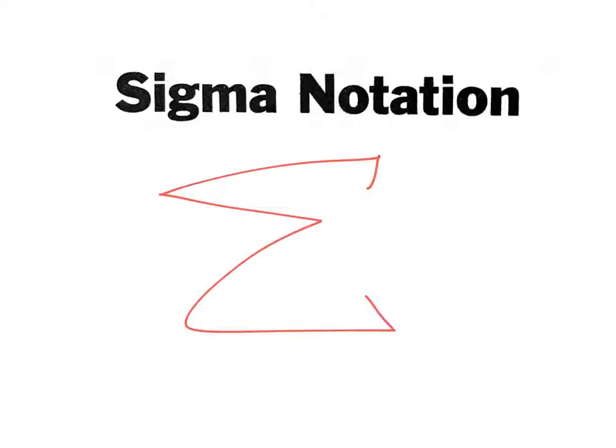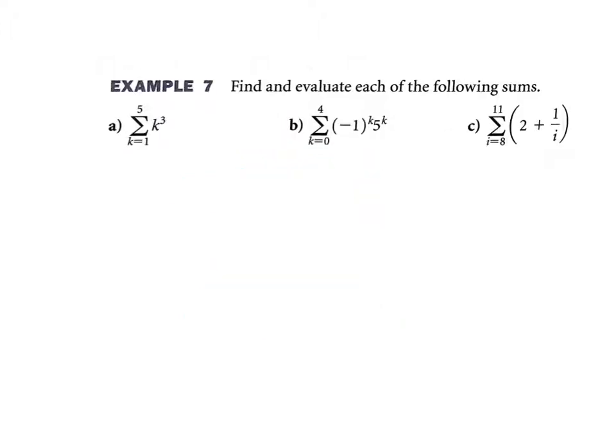Sigma notation, this is what sigma looks like. That's big sigma. Sigma means sum. Another word for sigma notation is summation notation. Just remember, if you see sigma, it means sum. Add them up.